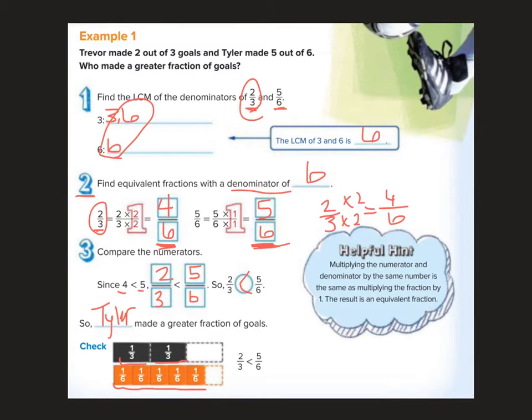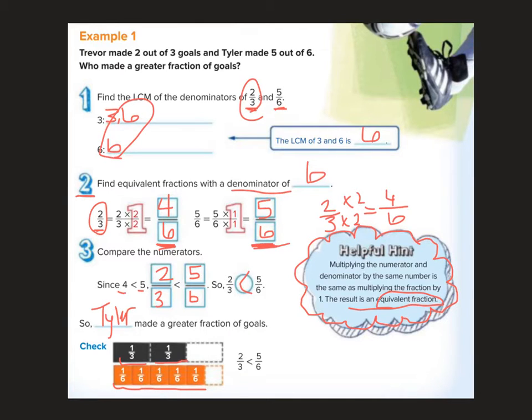Let's read our helpful hint. Multiplying the numerator and denominator by the same number is the same as multiplying the fraction by 1. That's why we can do it, because we know if we're multiplying a fraction by 1, we're not changing its value. Okay, and that's the big thing. When we're talking equivalent fractions, they all have the same value. And that's why we can do it, because we're just multiplying by 1. The result is an equivalent fraction. Equivalent just means equal value.